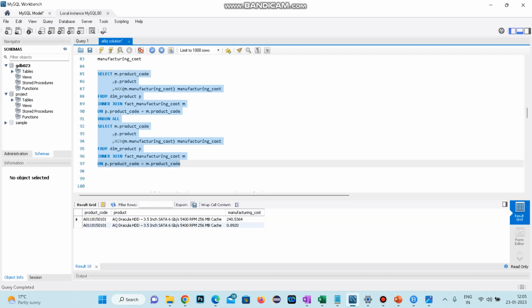So we can see that one product has the maximum manufacturing cost, and another product has the lowest. From this we get the insight that they have different variants, so their price is maximum and minimum for the same product.